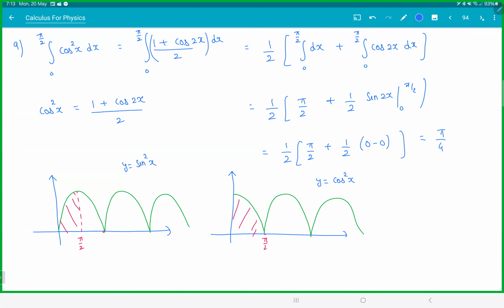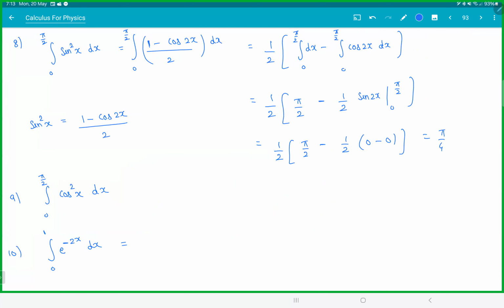What about the last one there? e power minus 2x. This was easy. This is a is equal to minus 2x. So the formula is 1 by a e power ax. So 1 by minus 2 e power minus 2x, limits 0 to 1.